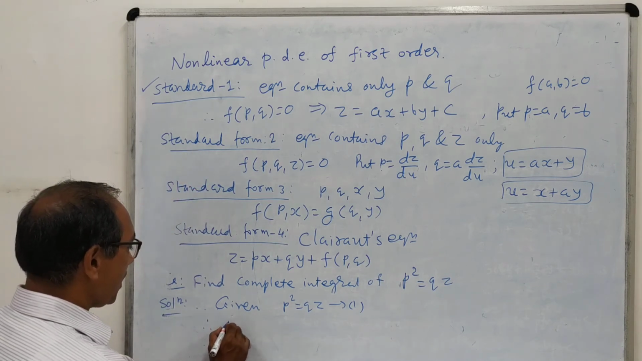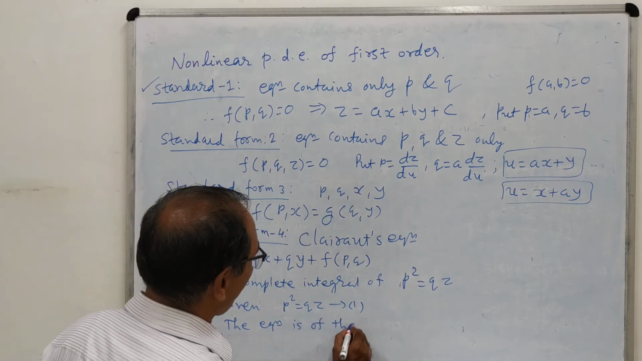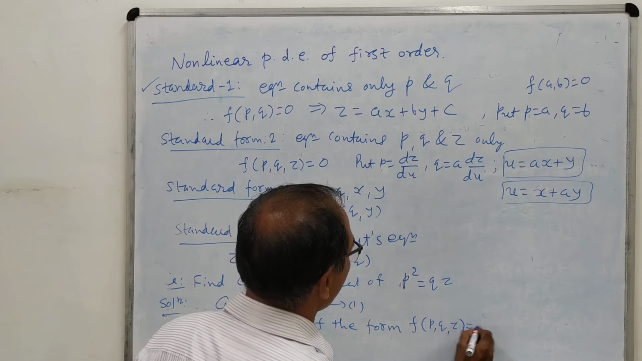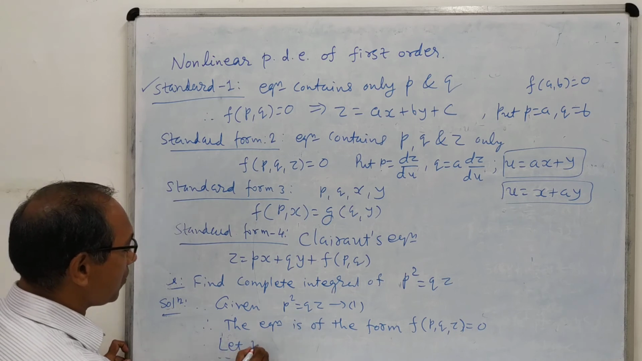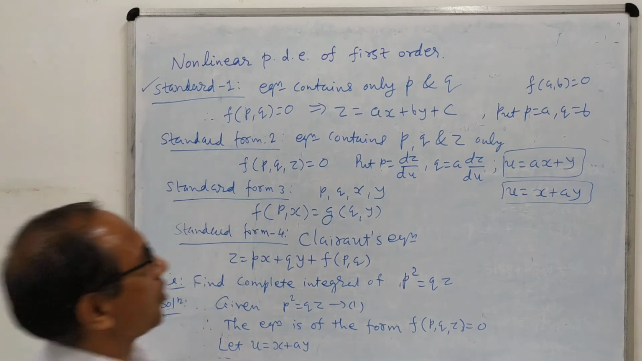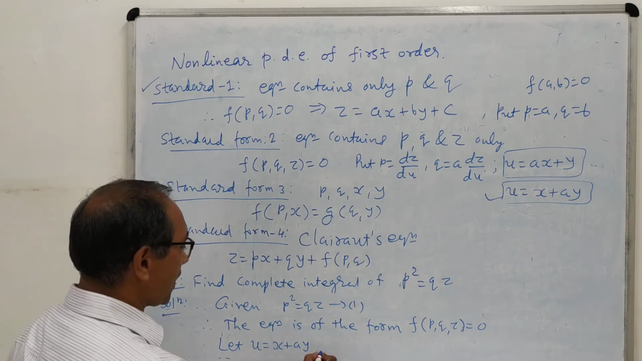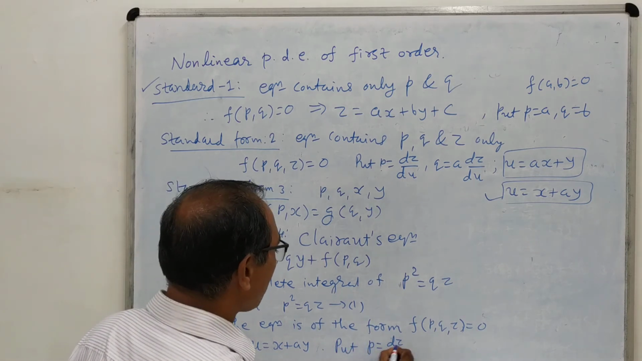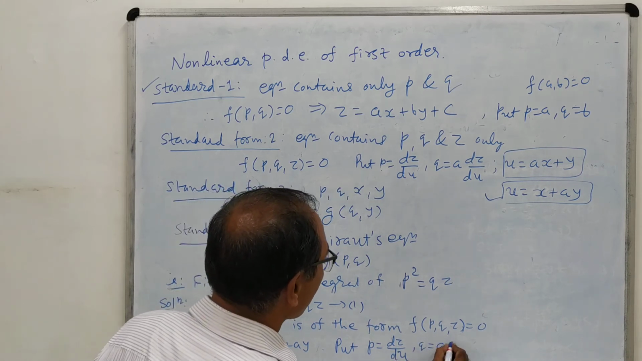Therefore, the equation is of the form f of p, q, z equal to 0. So it is in the second form. Therefore we will assume that let u equal to x plus ay, and then we will put p equal to, this you will have to remember, dz by du, and q equal to a into dz by du.